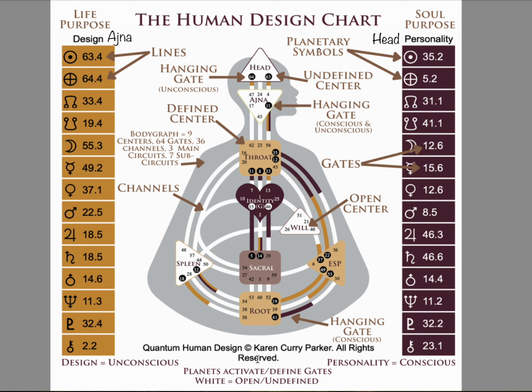So basically, this is your body graph chart. It'll be unique to you. You're going to have two columns, one on the left and one on the right, and then in the middle is your quantum human design chart. And basically, the left side is going to be your unconscious or your design gates, and then on the right side is going to be your conscious side or personality gates. And the gates are activated by the 9 planets in our solar system.